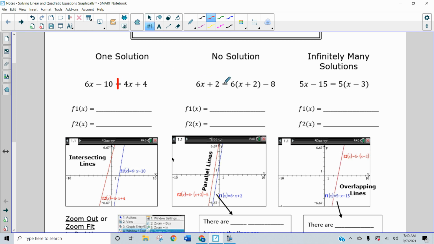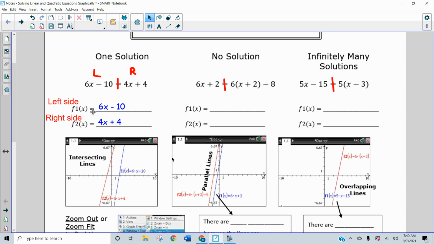And so for each one of these, we're going to come to the equal sign, and that's where we're going to draw a little break in. And so we're going to separate that left side and that right side into these two different functions. So here, for the left side, we have 6x minus 10. And for the right side, we have 4x plus 4. So we're going to make a graph page and graph these separately, but on the same grid.